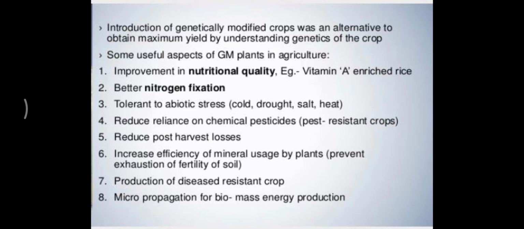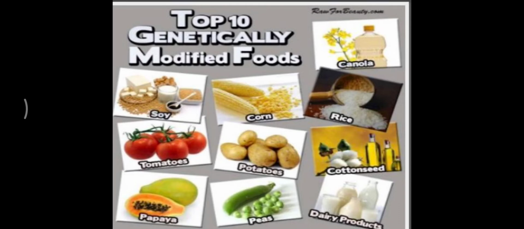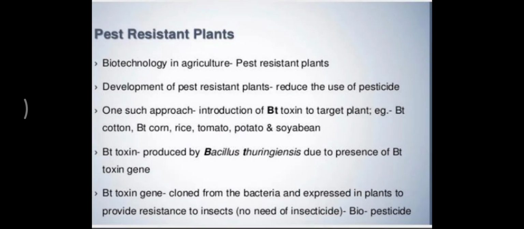In our today's lesson, we are going to learn about the genetically modified crops with the pest resistant varieties. Now, here is the image in front of you that is giving you the top 10 genetically modified foods that we are consuming, that is rice, corn, soya, tomatoes, then papaya, dairy products, etc. So, let us start the lesson with genetic engineering and how it has contributed in developing the pest resistant varieties or pest resistant plants.